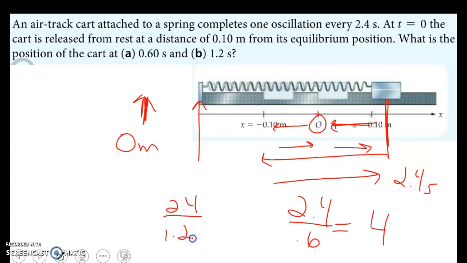At 1.2 seconds, 2.4 divided by 1.2 is 2, so we're going to be halfway. So I go 1, 2. At 1.2 seconds, we're at negative 0.10 meters. Really no math involved here, just some logic, but you have to know what one oscillation is time-wise.